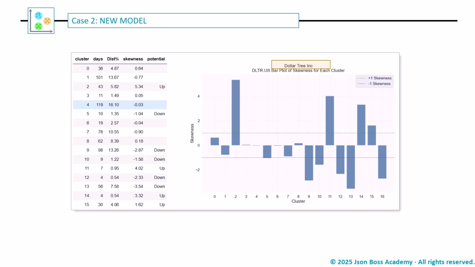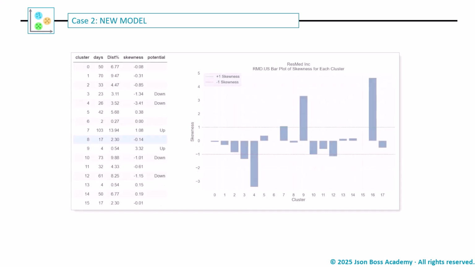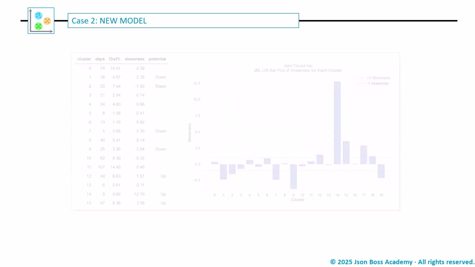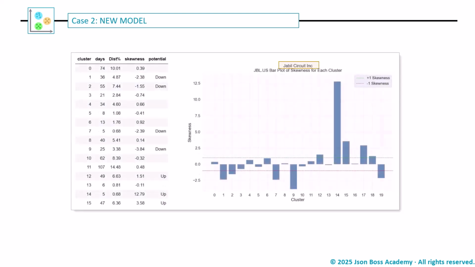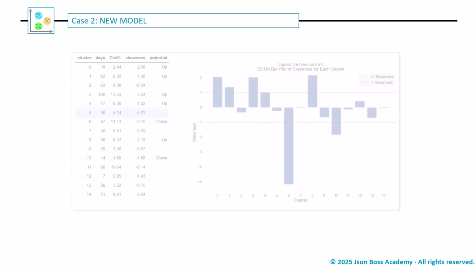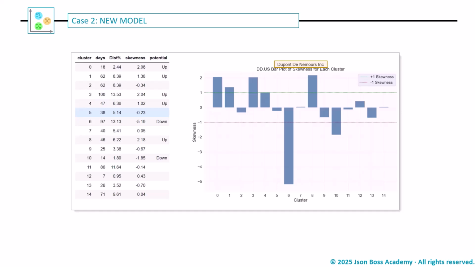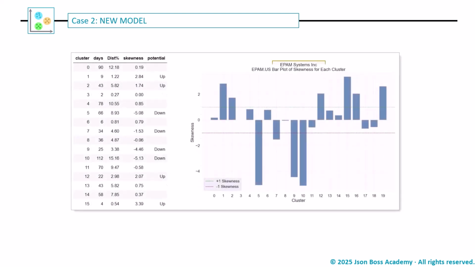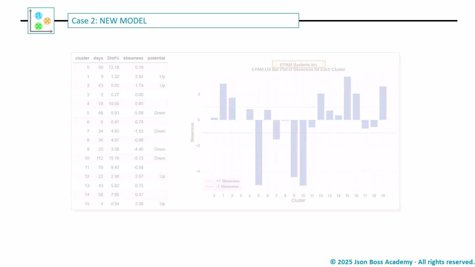Perform the same process for each company. ResMed, Ansys, Jabil Circuit, Rockwell Automation, DuPont, Tyson Foods, Epam Systems, Netflix.